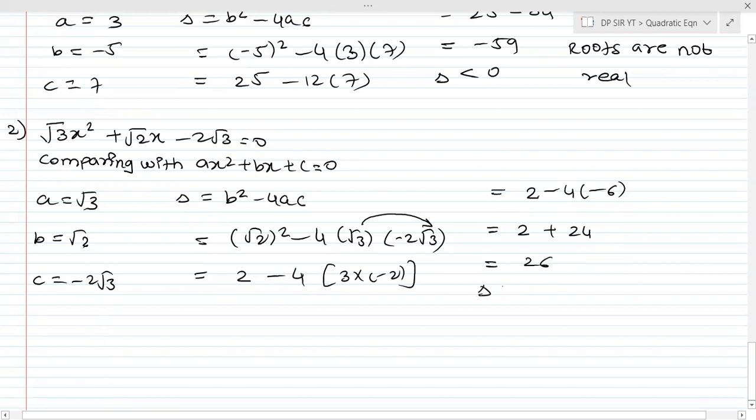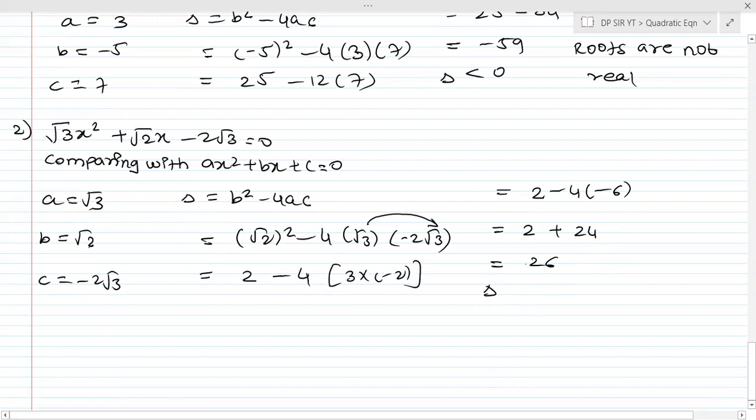So delta is, क्या बोलते हैं इसको? Delta is what? 0 से ज्यादा है ना? उसका मतलब delta is greater than 0. It means that roots are real. Roots are real. Therefore, roots are real and unequal.